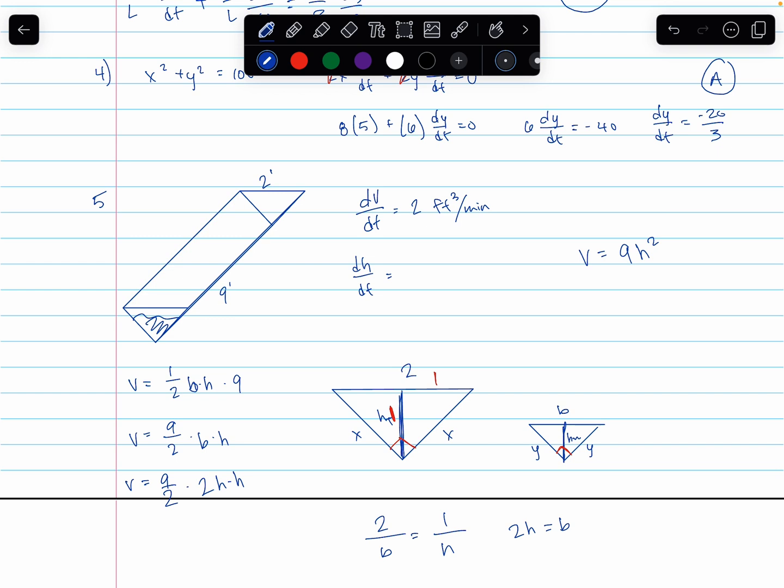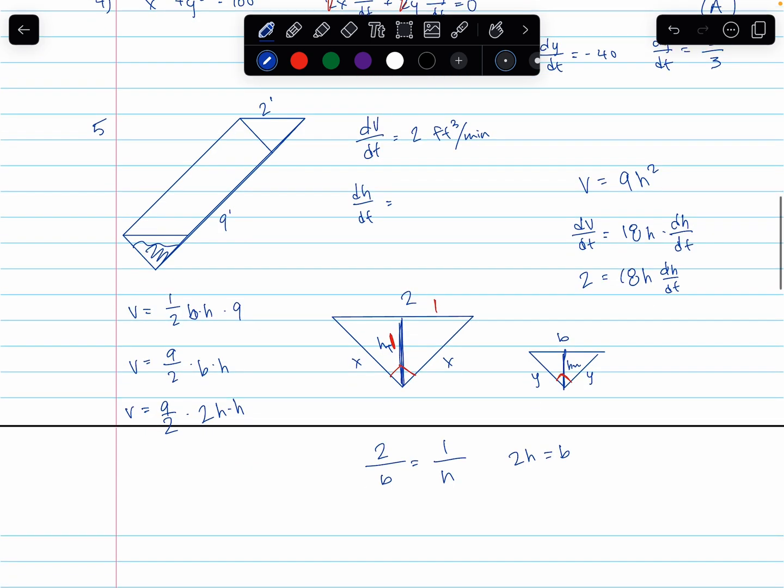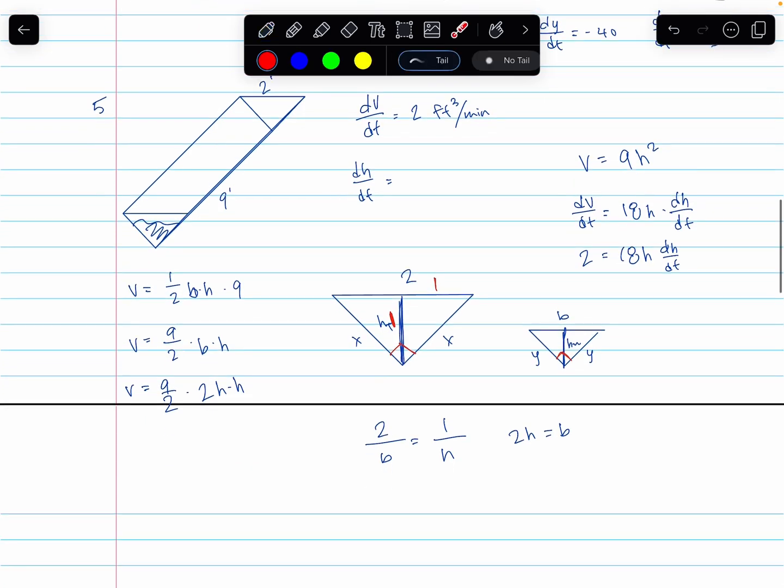So when I take the derivative of this right here, I get dV/dt equal to 18h times dh/dt. I know that dV/dt is 2, so 2 is equal to 18 times dh/dt, and I still don't know the height of the water, which I assume I'm going to get in a little bit. So the height of the water, I can get from that right there.